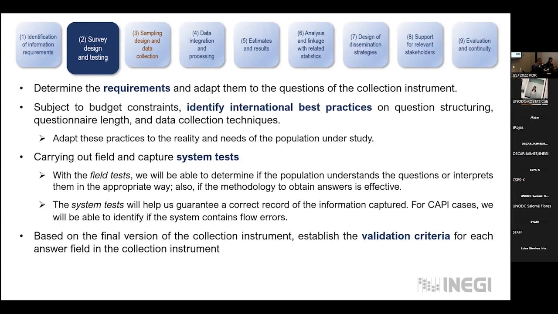Once the first version of the questionnaire was integrated, we carried out the field and capture system tests.